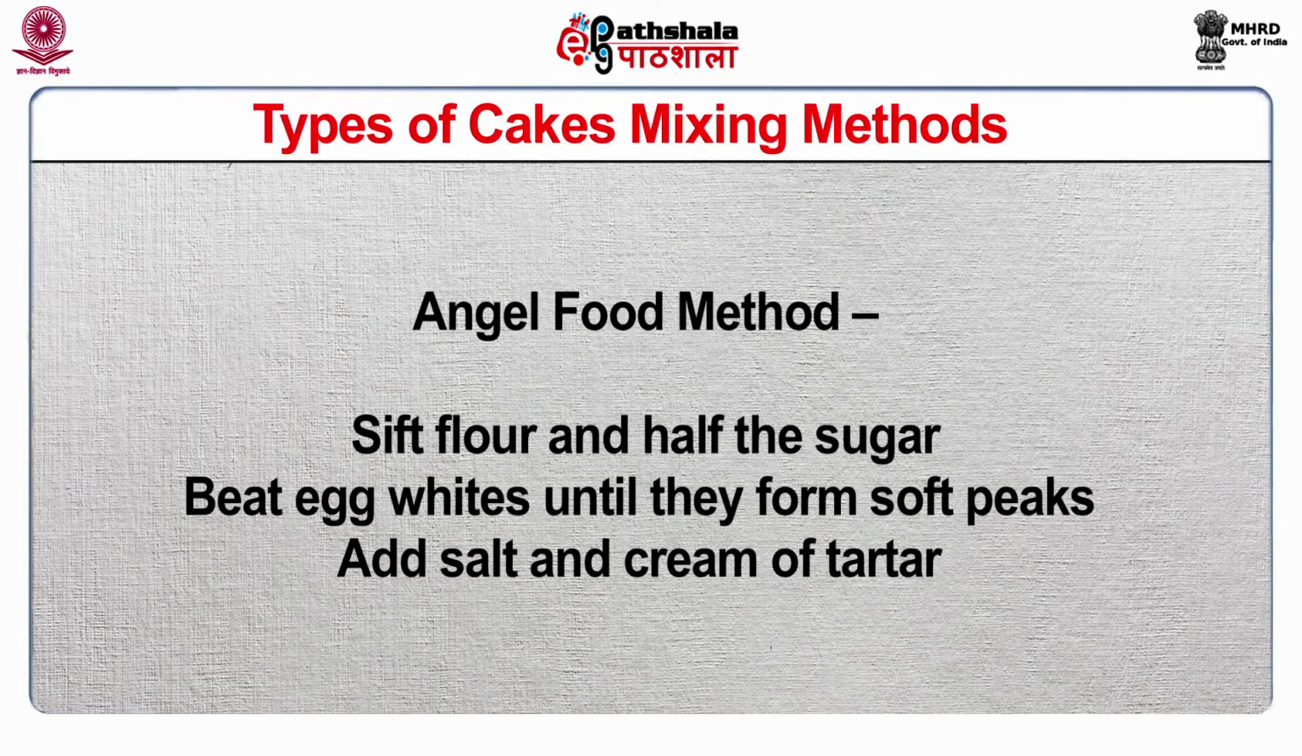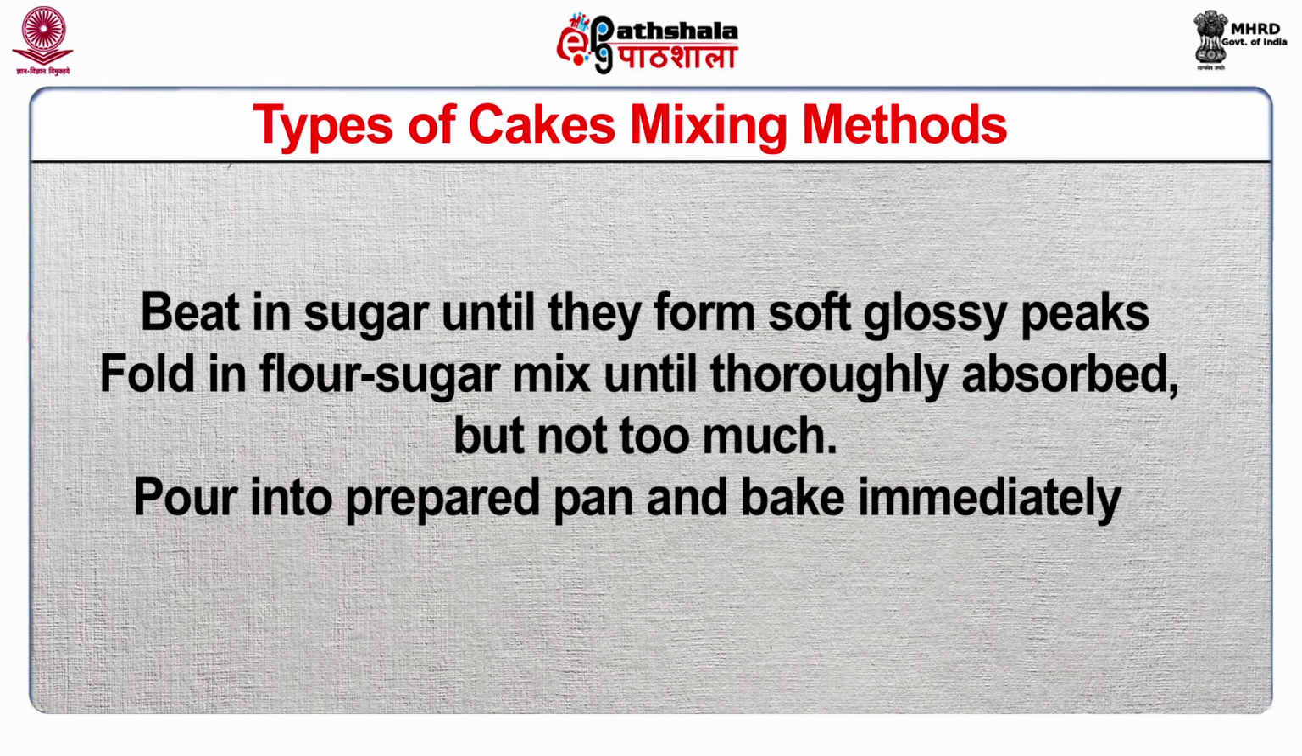Angel food method. Sift flour and half the sugar. Beat egg whites until they form soft peaks. Add salt and cream of tartar. Beat in sugar until they form soft glossy peaks. Fold in the flour sugar mix until thoroughly absorbed but not too much. Pour into a prepared pan and bake immediately.